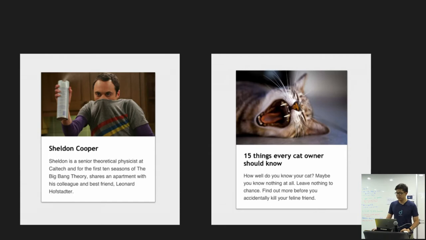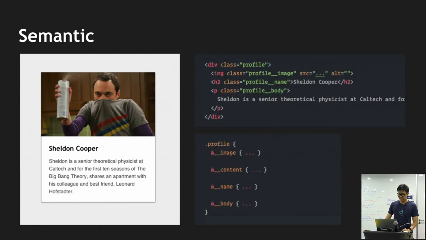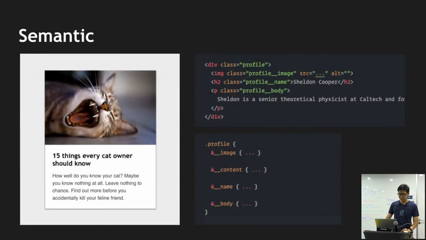Then the next day, your designer gives you this thing that looks like a profile component, but it's not. It's like a post or article. And now, you can't really use that same class again on this component because it's not semantic anymore. What you have is a post, you can't use profile on it, right? It's going to break your semantic approach.